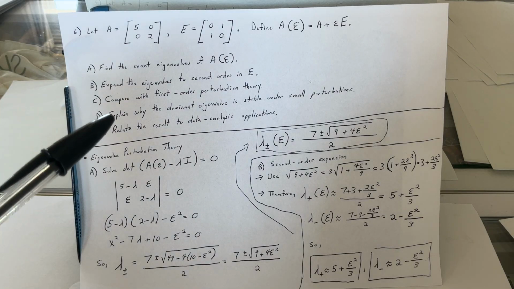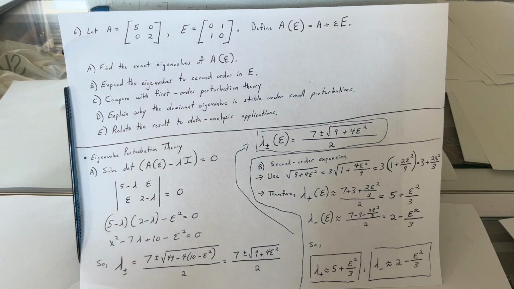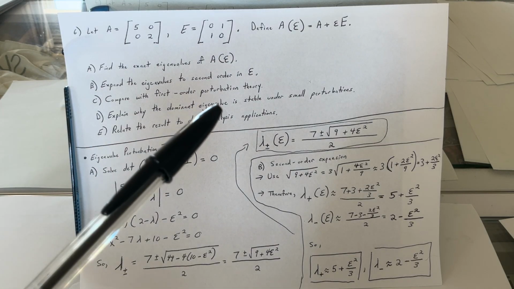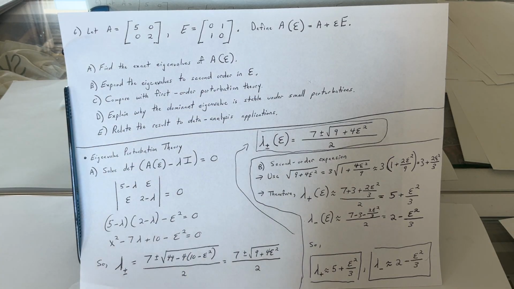Parts C, D and E are on the next page. Compare with first order perturbation theory. Explain why the dominant eigenvalue is stable under small perturbations. And relate the result to data analysis applications. So moving along now to C, D, and E.